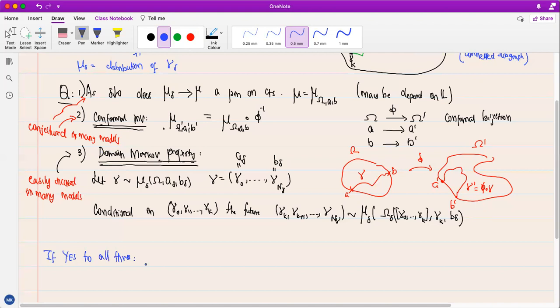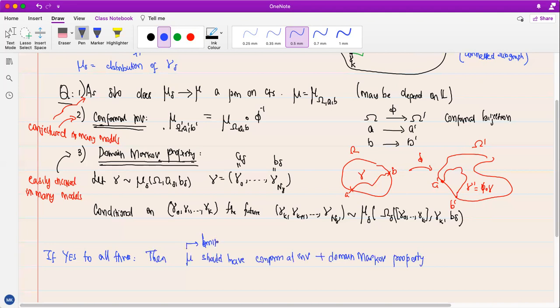if all three questions are yes, then this mu should have conformal invariance plus domain Markov property. So this mu is on continuous paths. So this is the limit.